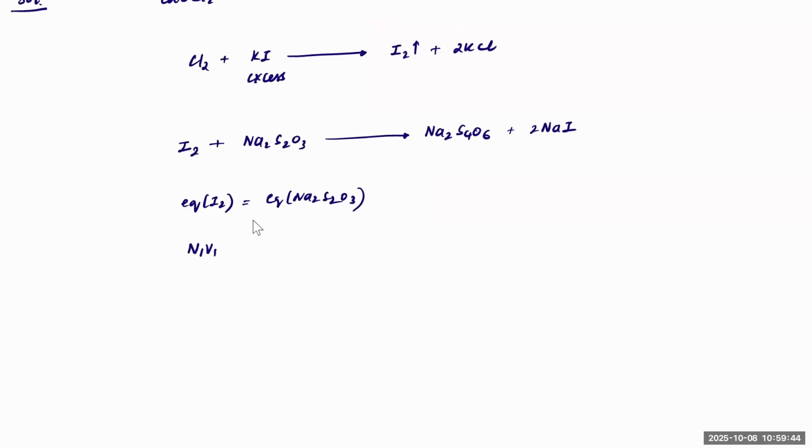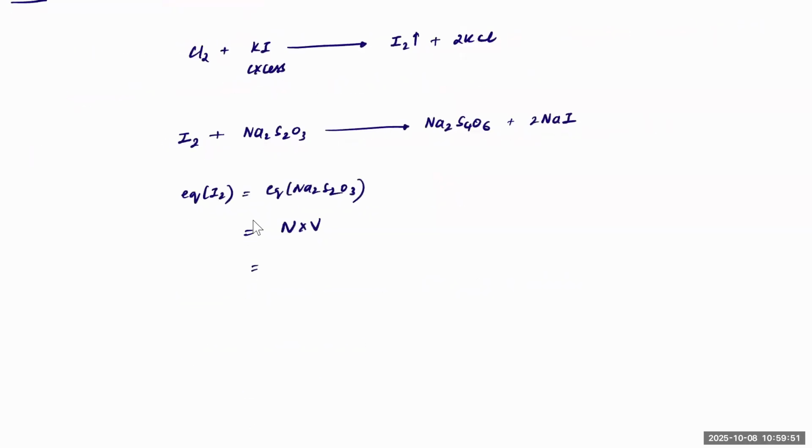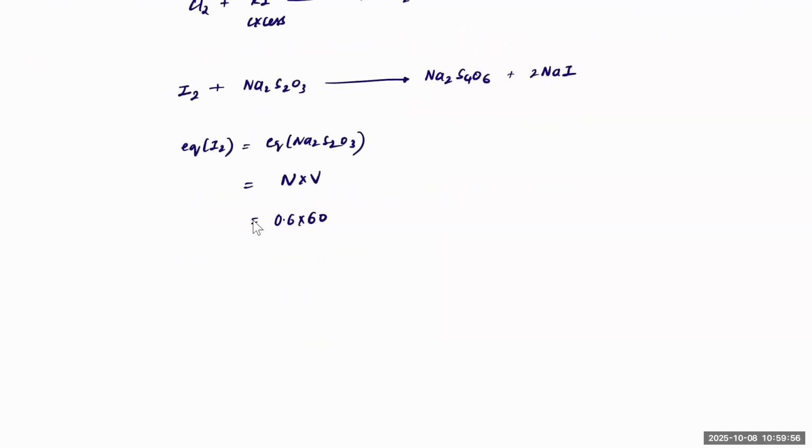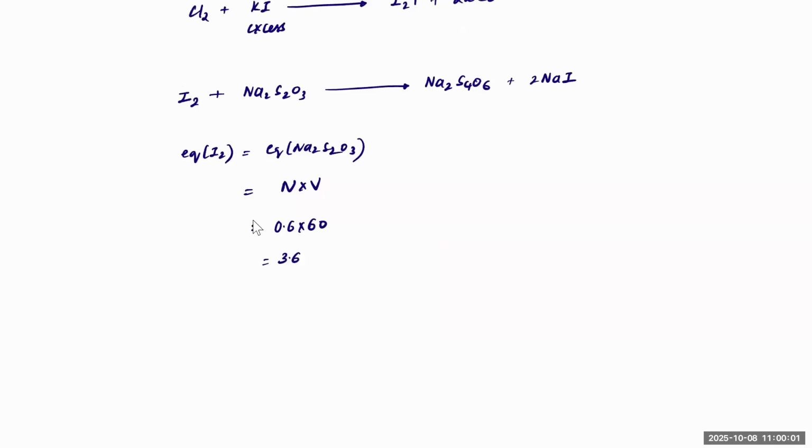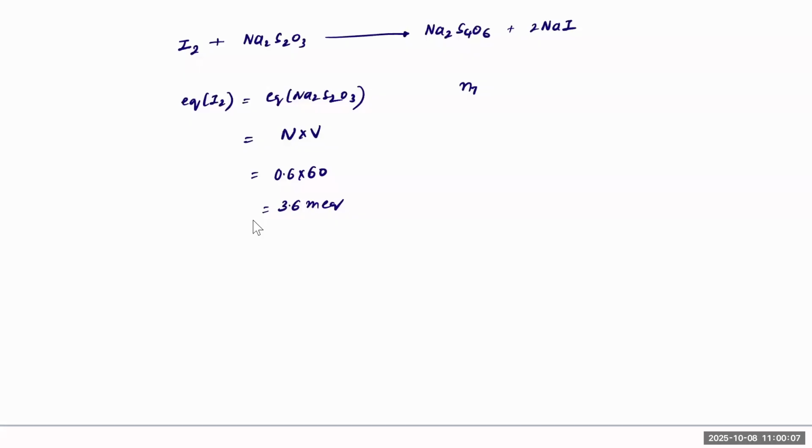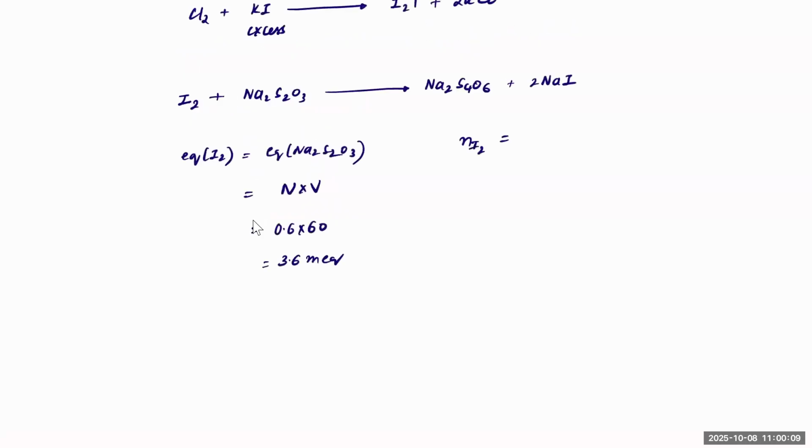So equivalents can be written as N1V1. Correct? So normality, how much it is being given? 0.6 into 60. So that makes it how much? 3.6 milliequivalents. Now, what will be the number of moles of I2? Number of moles of I2 will be equal to number of equivalents divided by valency factor. Valency factor in this case is 2. So 3.6 divided by 2. So how much? 1.8 millimoles.